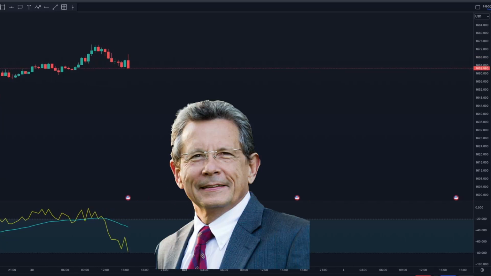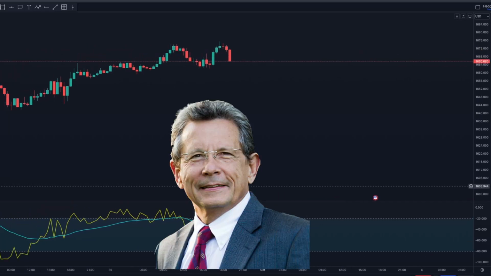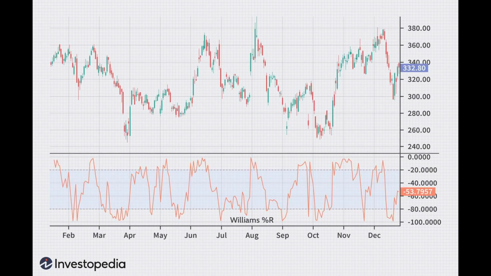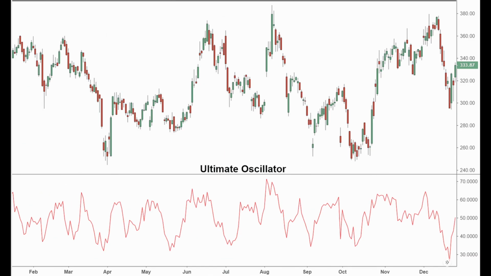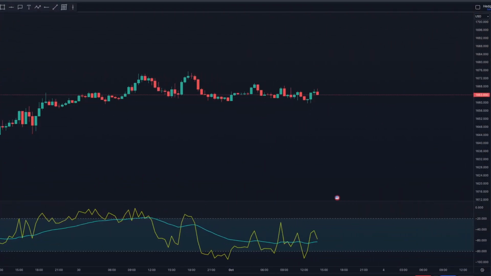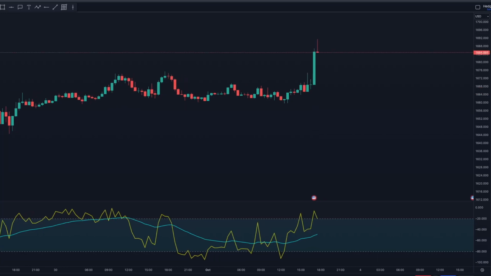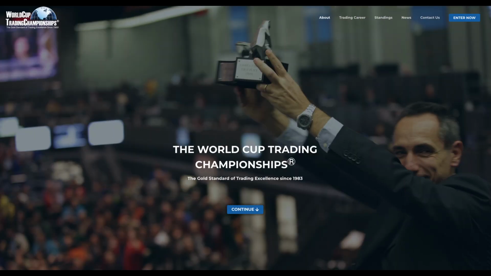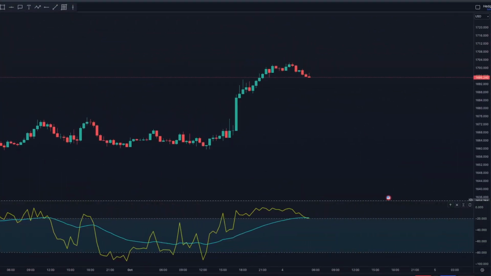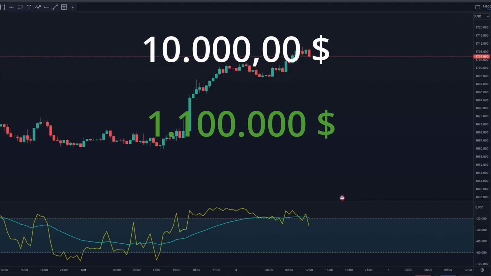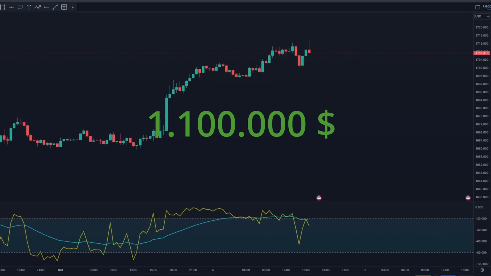This is Larry Williams, and he is a top-notch trader who, among other things, has created a number of indicators, like Williams Percent R, Ultimate Oscillator, and Accumulation Distribution indicators, etc. But what he's most known for is that he's the champion of the 1987 World Cup Championships of Futures Trading from the Robbins Trading Company, where he turned $10,000 into over $1,100,000 in a 12-month competition with real money.